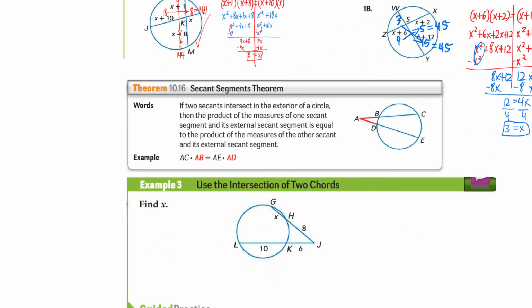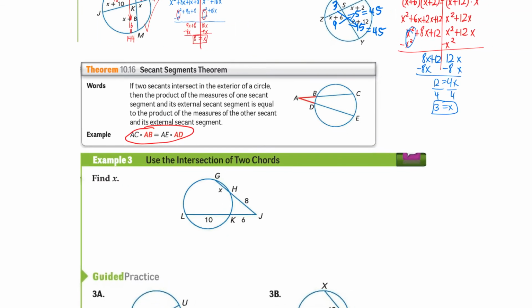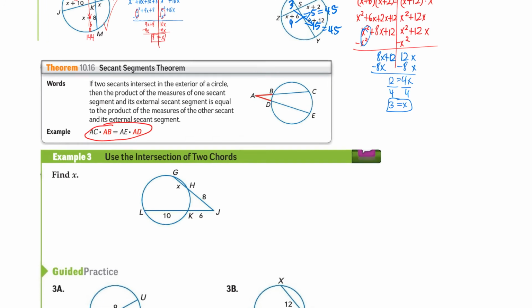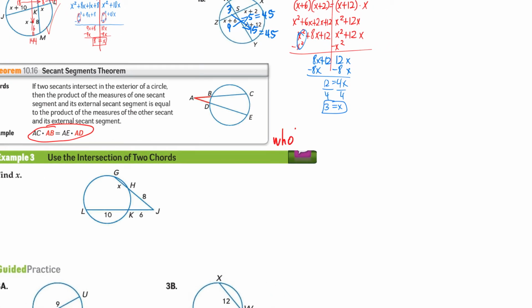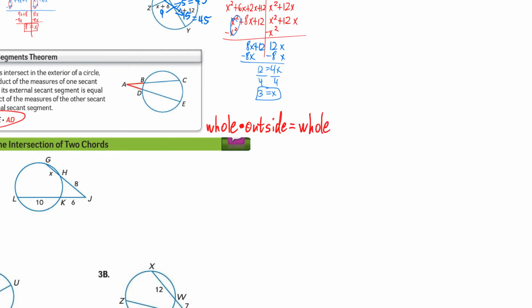Okay, the second one is where you have two secant segments. And so you can read all that. What it says is that AC times AB equals AE times AD. So I like to say it like this: you're going to take the length of the whole piece times the outside, equals the whole length of the other one times the outside piece. So it's the whole thing times the outside equals, on the other one, the whole thing of that one times the outside.